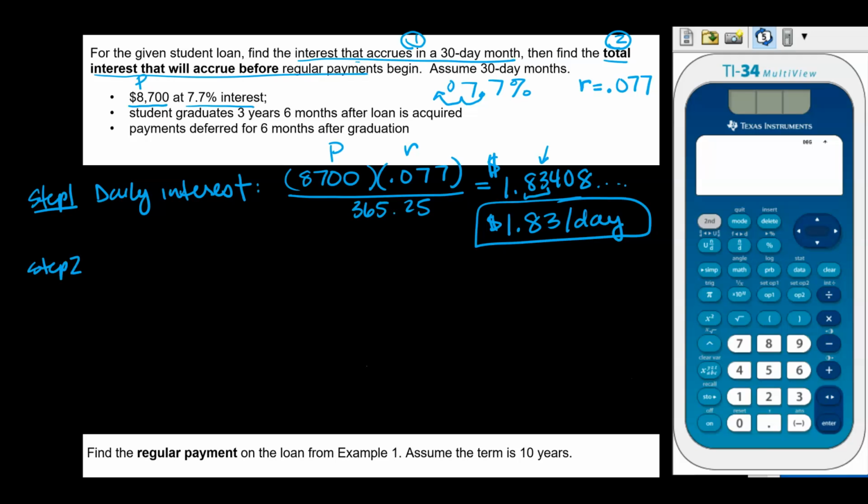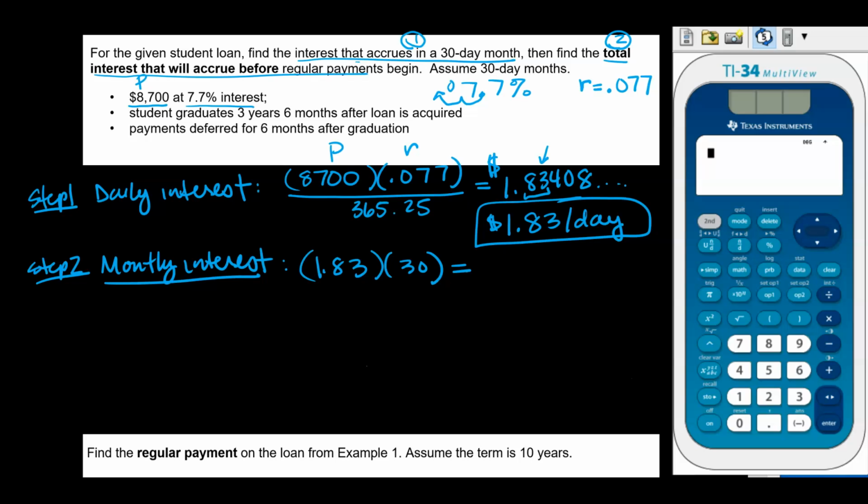Step 2 is we're going to find the monthly interest. We do that by taking the daily interest, $1.83, and multiplying it by the number of days, and we're going to use 30. It says it in the problem, but I would say it's a good rule of thumb: if it doesn't tell you, then just use 30. So we multiply those two numbers together, and we get $54.90. That's the monthly interest, the amount of money that accumulates each month while the student is in school. So that was the first question that we were asked.